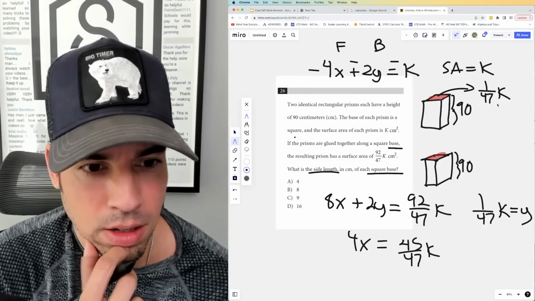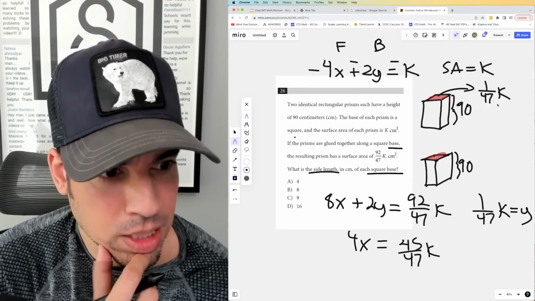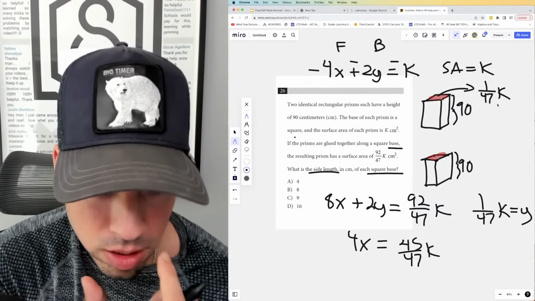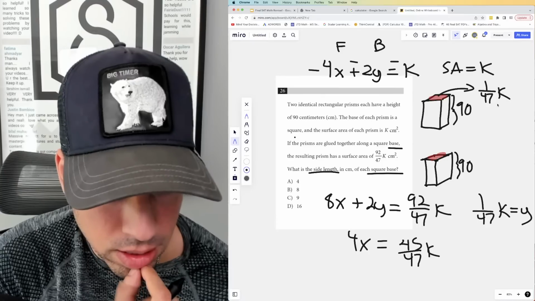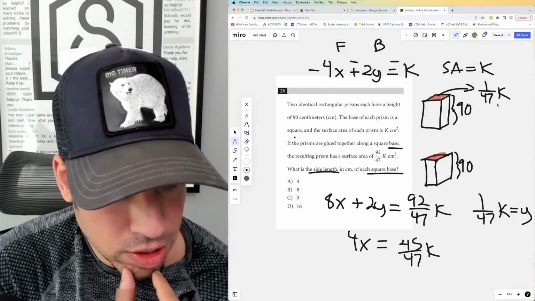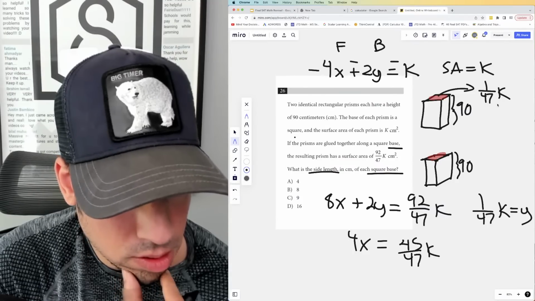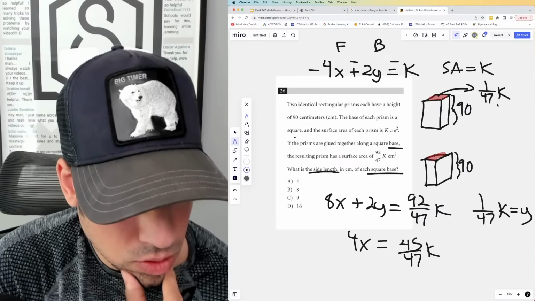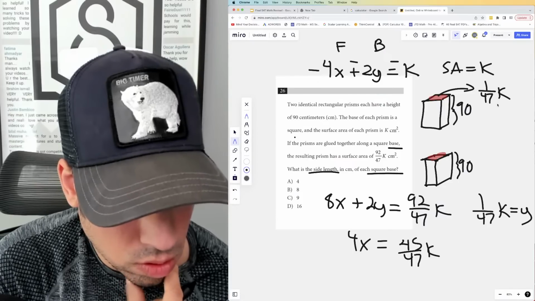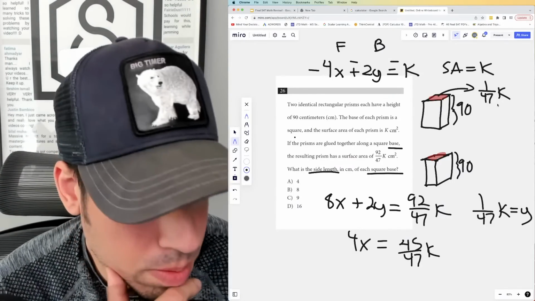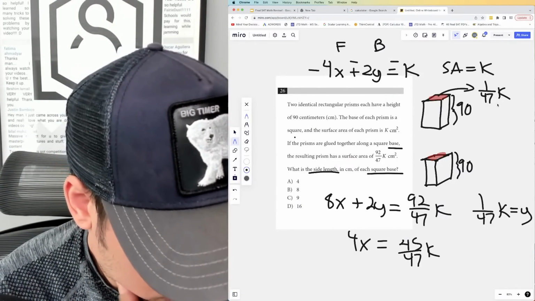Let me think. The base of each prism is a square, and the surface area of each prism is k. Wait, two identical prisms each have a height of 90. The base of each prism is a square. The surface area of each prism is that. But they actually get a value. Let me, oh wait, I can't remember how I did this.